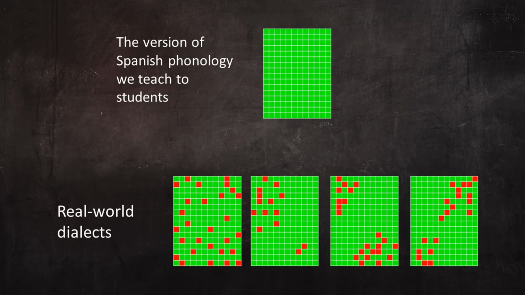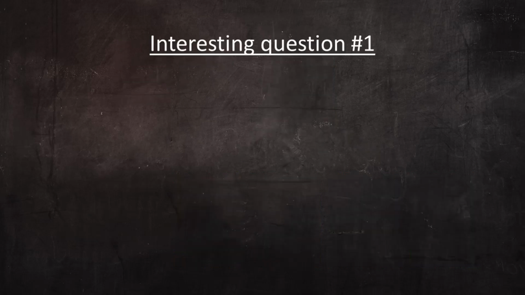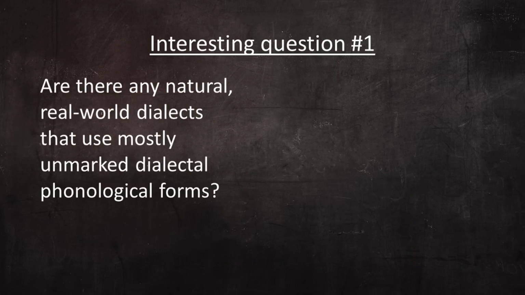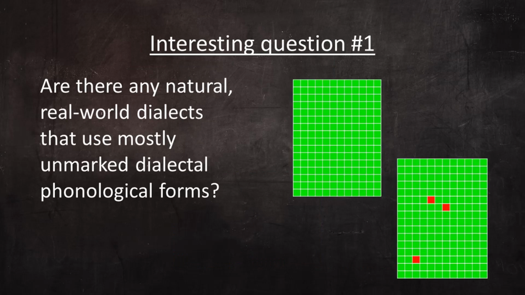A consequence of this approach is that the version of Spanish phonology we teach to students is not based on any single real-world dialect. It is in effect an abstraction that emerges from the confluence of all the natural dialects. So there are some interesting questions that arise from this discussion of markedness and dialects. One of them is this: are there any natural, real-world dialects that use mostly unmarked dialectal phonological forms? Maybe not 100% unmarked, but mostly unmarked? Yes, there are.